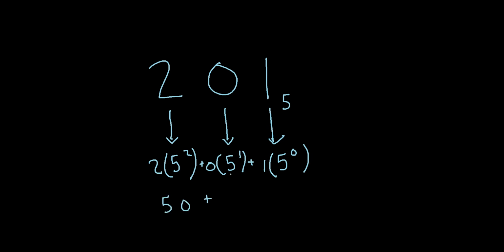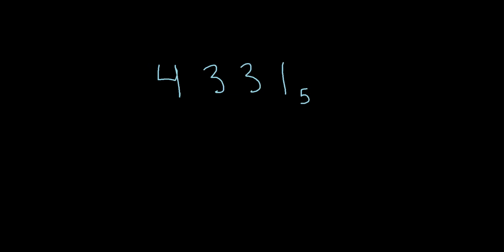Plus 0 times 5 is 0. Plus 1 times 5 to the 0. Remember, 5 to the 0 is just 1. So this is really 1 times 1, which is just 1. So we get 50 plus 0 plus 1, which is 51. So 201 as a base 5 number corresponds to 51 in the base 10 number system.